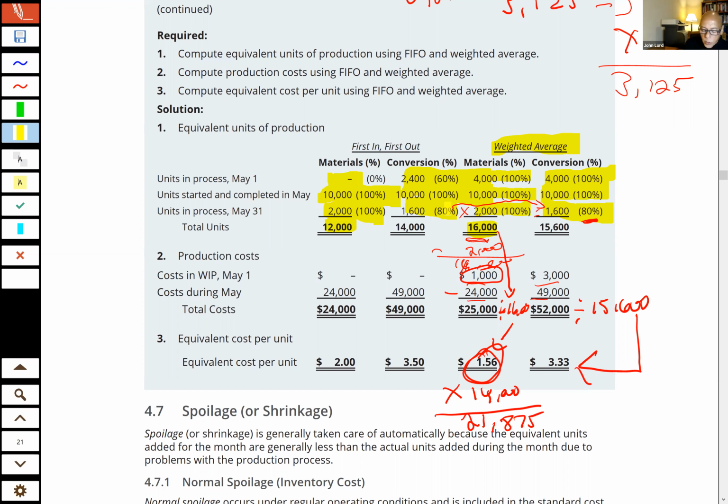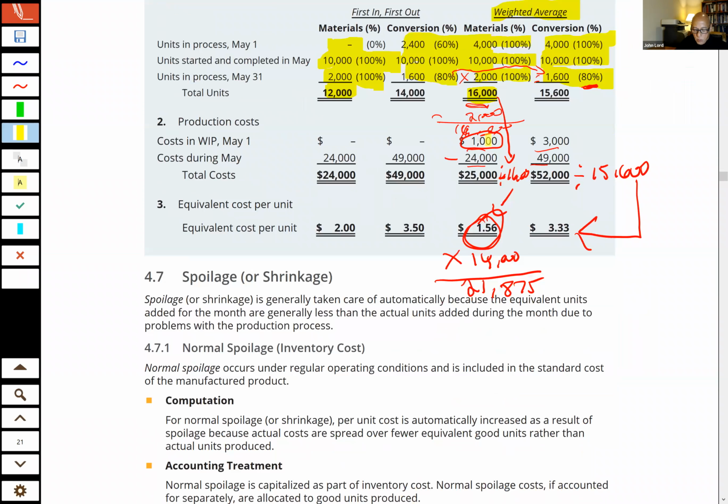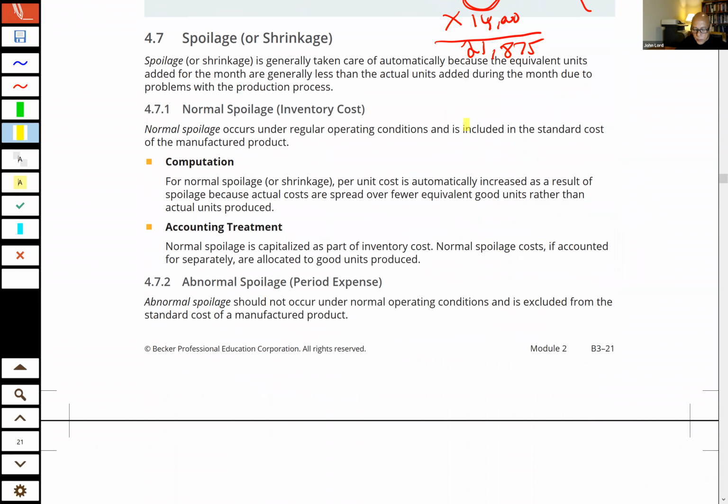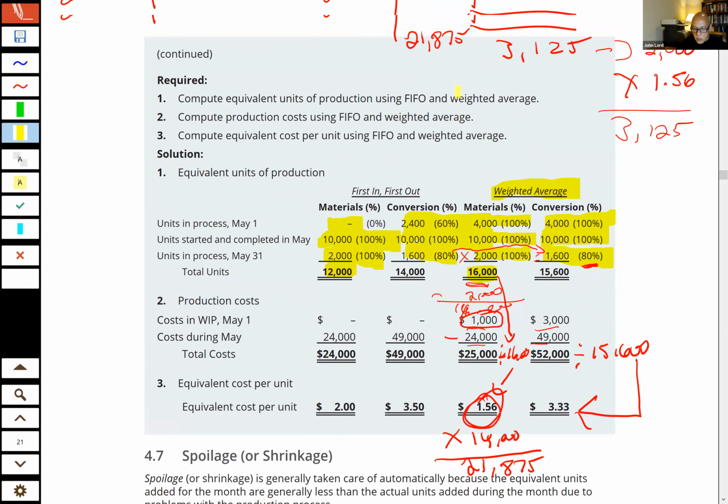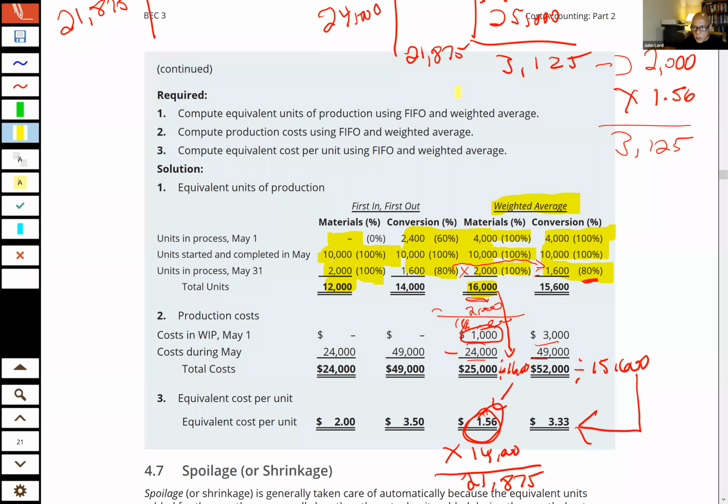Okay. Now we're going to come back to spoilage and shrinkage here in a little while. I want to first ask if there are any questions, and then I want to go to the problems, so we apply these concepts to problems right away.